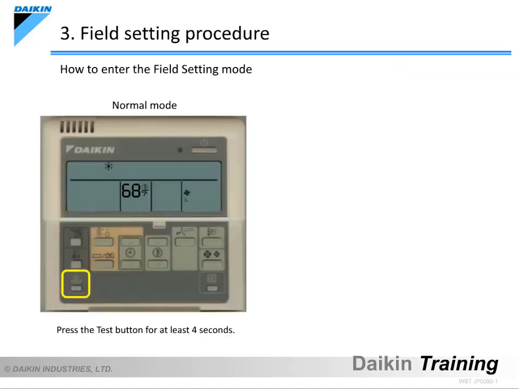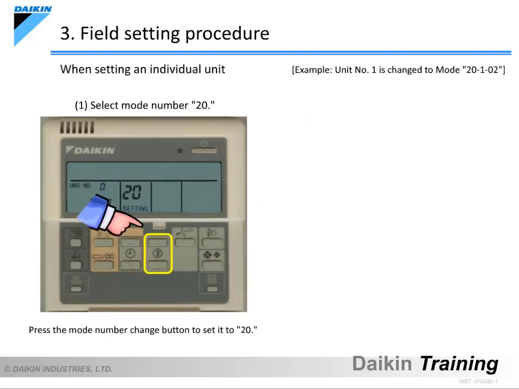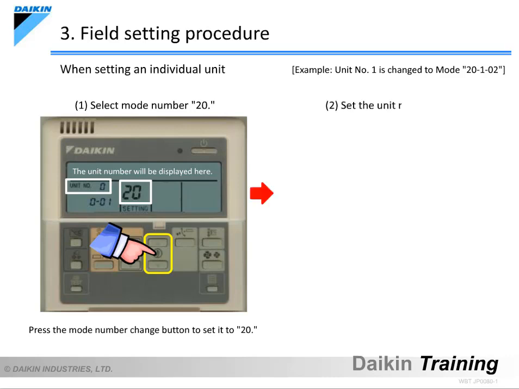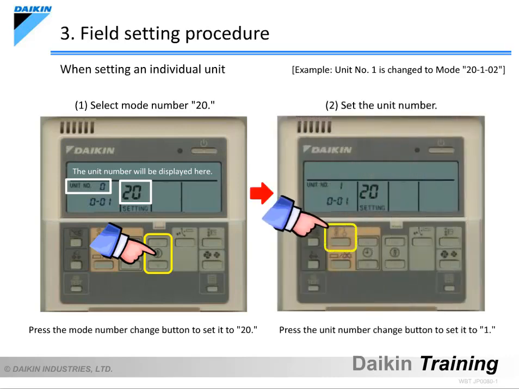Let's now learn about this procedure in detail. First, press the test button for at least 4 seconds to enter the field setting mode. Next, press the mode number change button to set it to 20. When the mode number is set to 20, the unit number will appear on the top left of the LCD. Change the unit number to 1 using the unit number change button.